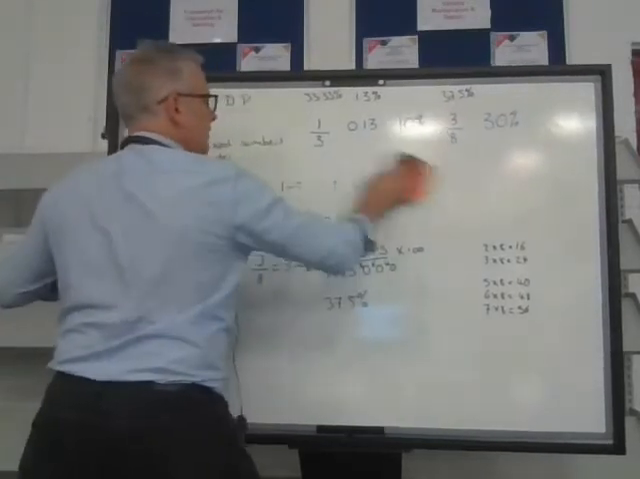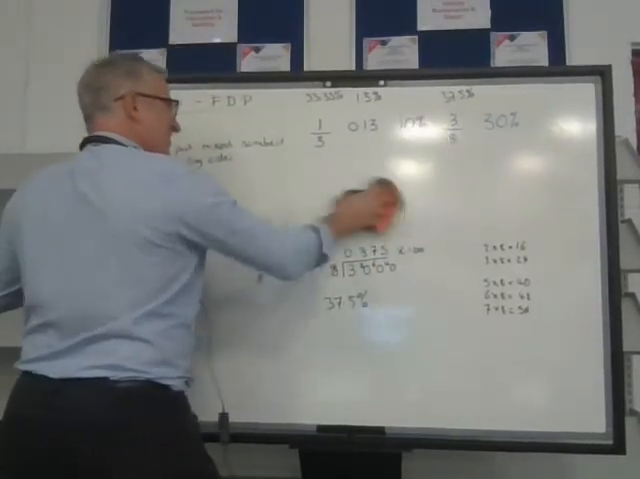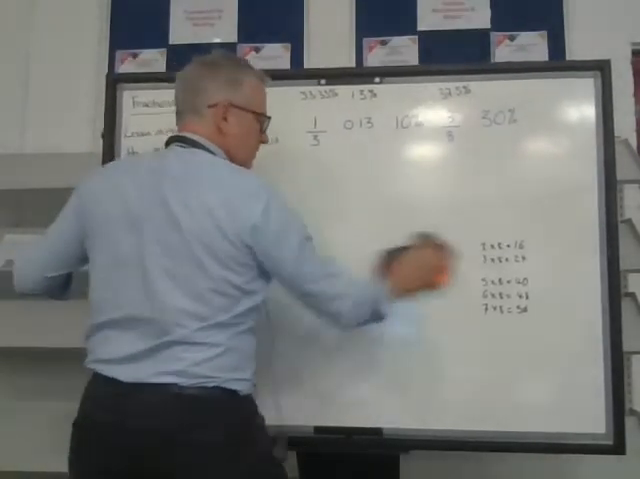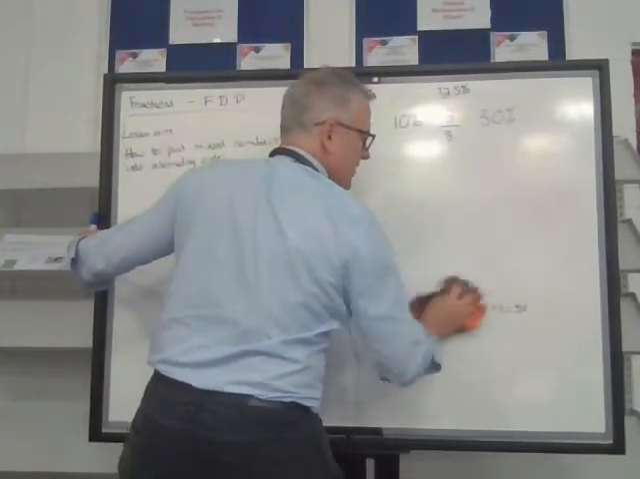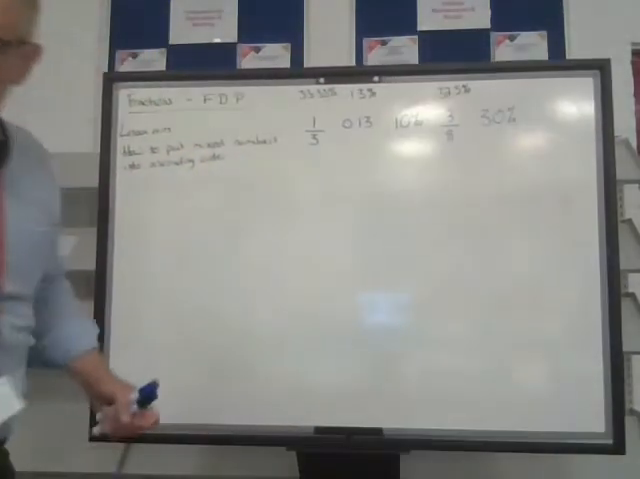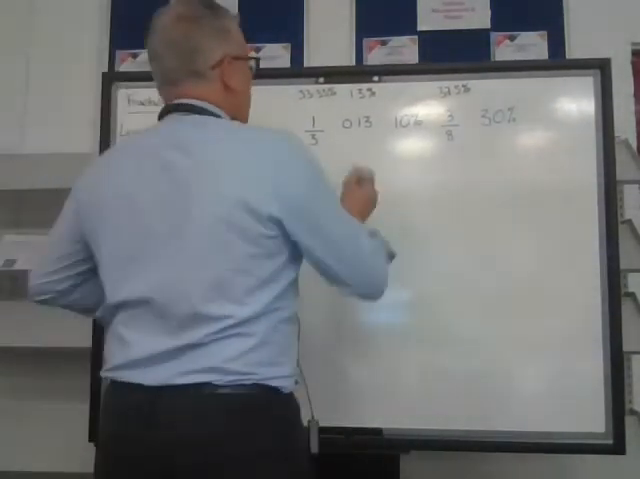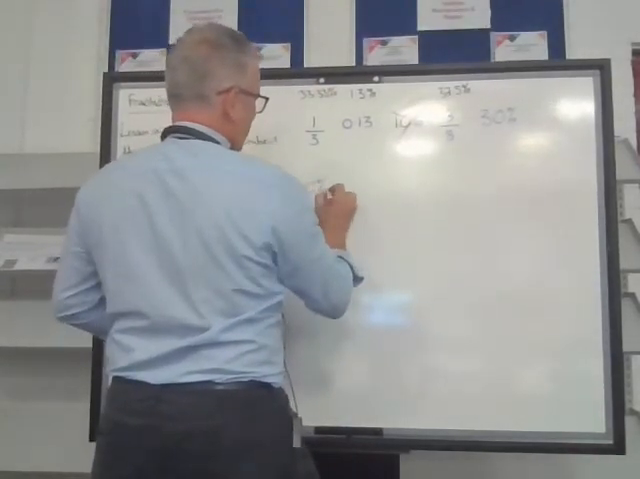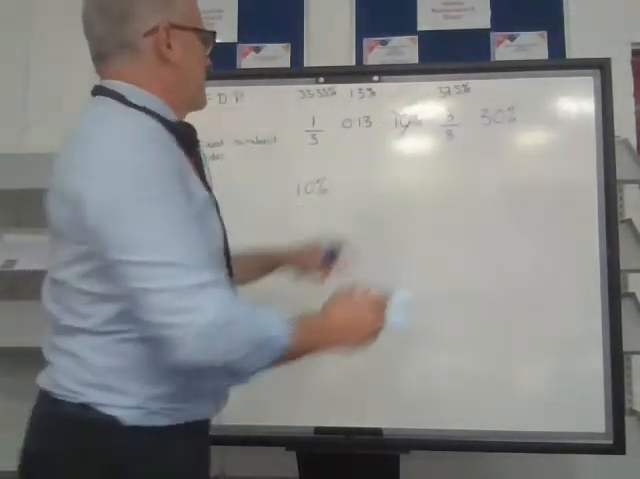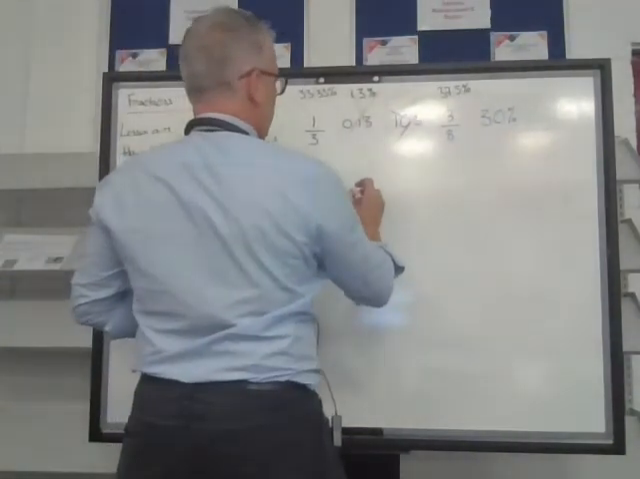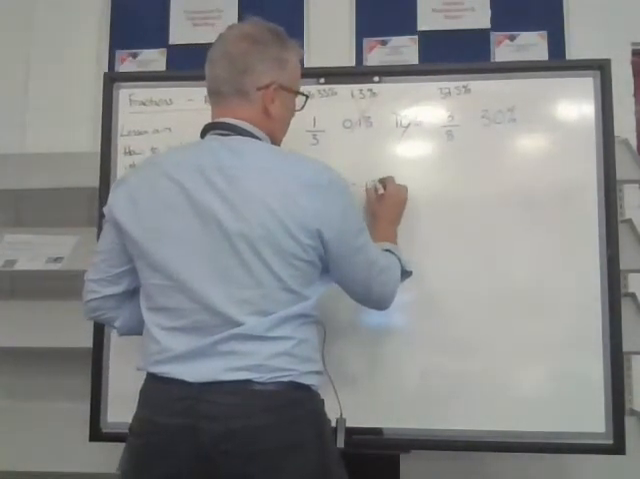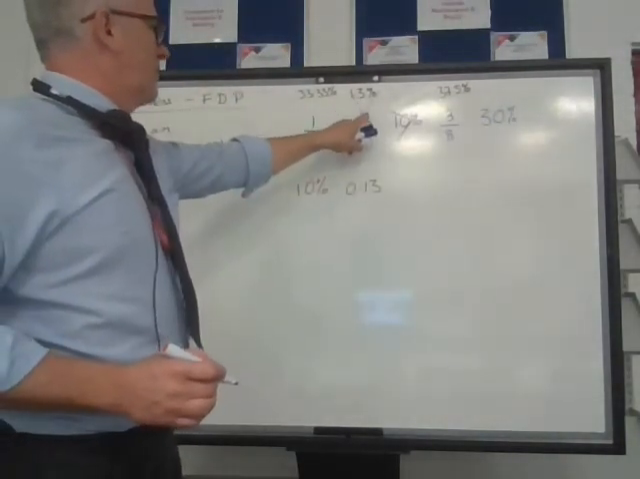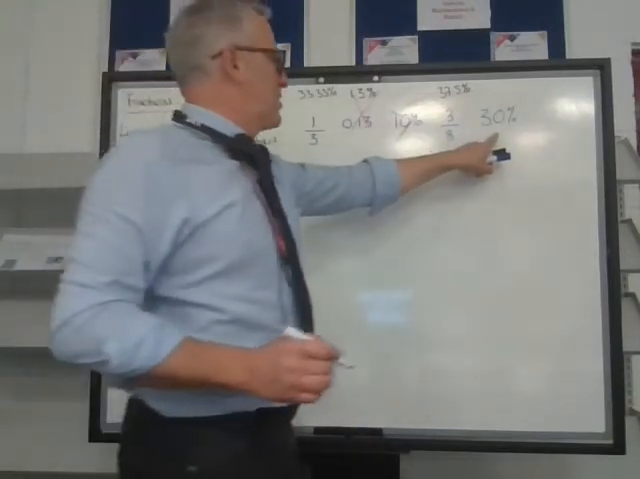Let's go this way. So now they're all in the same format, percentages. So it's very, very simple to put them in ascending order, i.e. lowest to highest. So clearly, the lowest percentage is 10%. The next one is 13%. Crossing them out, so I know I've used them, I won't use them again. So we've got 13%. What's next? Well, it's going to be 30%.